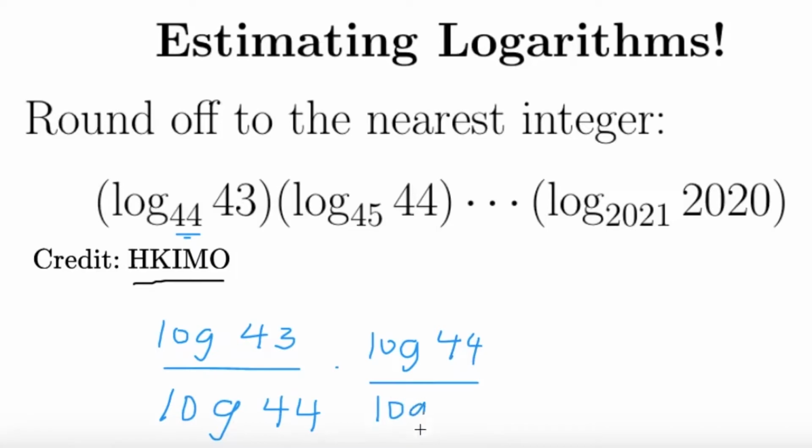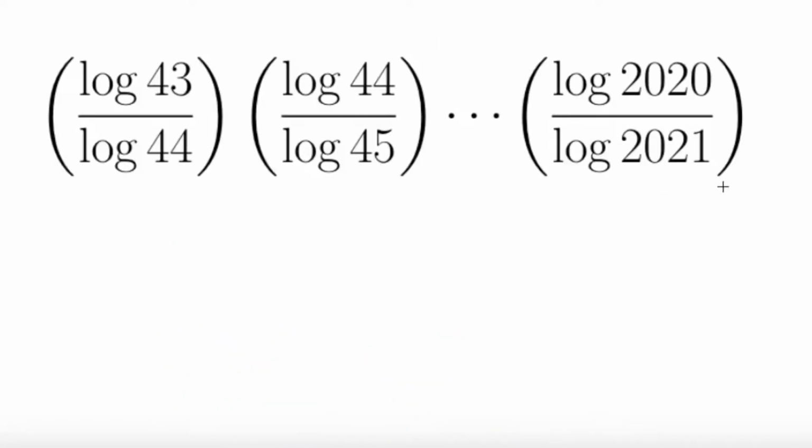Now, the motivation for this is that we have a common factor here, the log 44. We know that these two will cancel. So we want to change everything into a ratio. So let's do that, and we're going to end up with this. Now, since the motivation is the canceling, we know that this log 44 will cancel with this, log 45 will cancel with that, and everything will cancel in between, and the log 2020 over here will cancel with the log 2020 of the previous term. So whatever remains is just log 43 over log 2021.